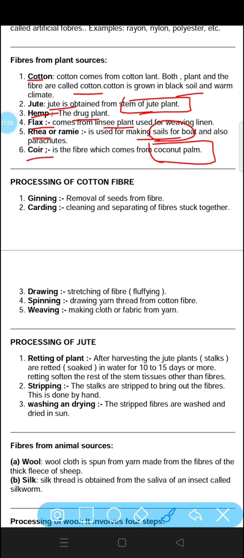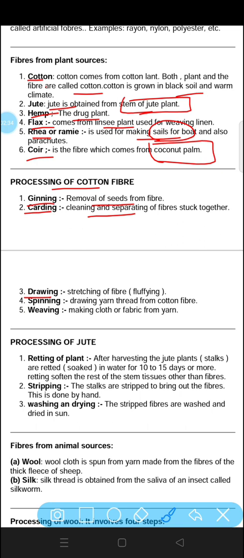Now, let's discuss the processing of cotton fiber. From the plants till the fibers are made, there are a few processes like ginning. Ginning is removal of seeds from the fiber. The cotton is collected from the plants and its seeds are removed. This process is called ginning. After that, carding. Cleaning and separating of fibers stuck together. Fibers are stuck together as it is cotton, so they are separated. That process is called carding.